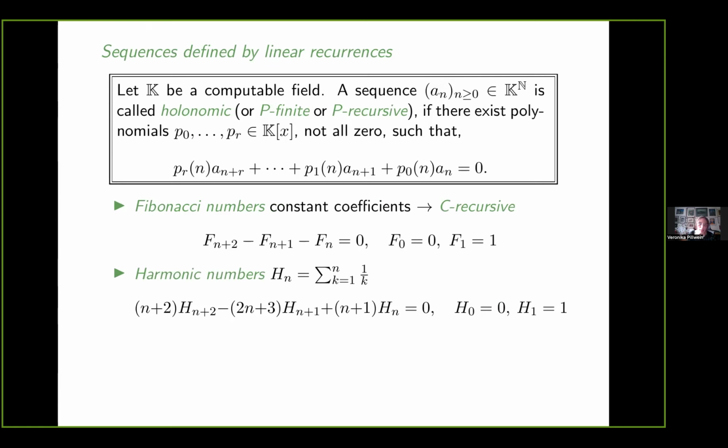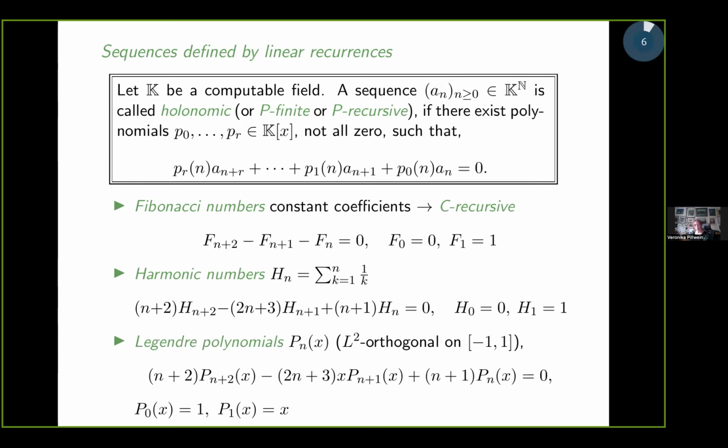And another sequence that will appear later in this talk, which introduces yet another parameter x, are orthogonal polynomials, the Legendre polynomials, that are L2 orthogonal on the interval [-1, 1], and they satisfy this kind of recurrence relation. So all these are feasible inputs for the algorithms and methods. Well, not all of them are feasible for all the algorithms that I'm discussing, but for most of the algorithms, this will be a feasible input.